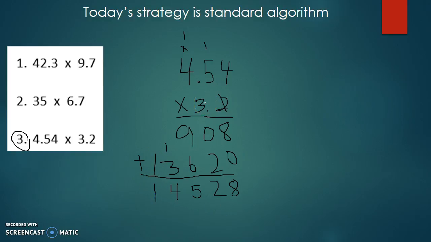Again, I need to determine where does my decimal point go. My first factor, I have 2 digits behind the decimal point, so 2. My second factor, I have 1 digit behind the decimal point. I add that together. I need to have 3 digits behind my decimal point. 1, 2, 3, decimal point. So the product for 45.4 times 3 2/10 is 14 and 528 thousandths. Hope to see you soon.